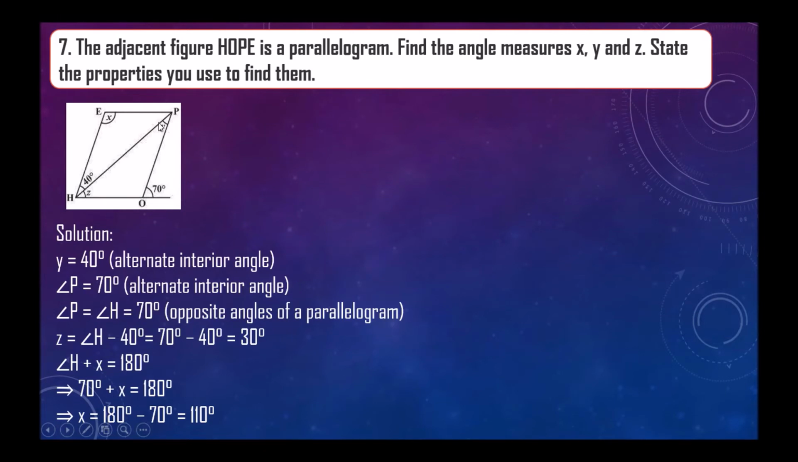So angle P equals angle H because of opposite angles of a parallelogram. Z equals angle H minus 40 degrees, that is 70 minus 40, that is 30 degrees. So angle H plus X equals 180 degrees. 70 plus X equals 180 degrees. So X equals 180 minus 70, that is 110 degrees.